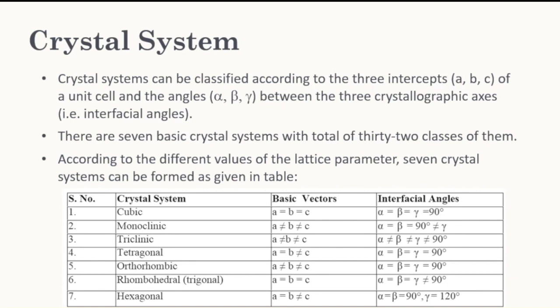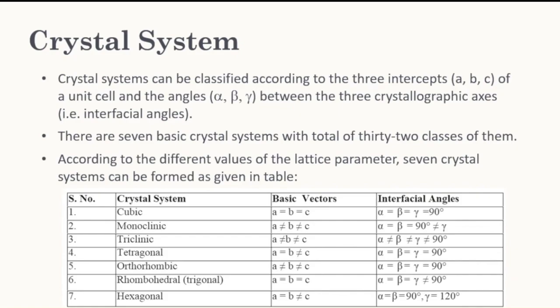The second crystal system is monoclinic, where all the intercepts are different and the angles alpha and beta are equal to 90 degrees while gamma can have any value. Third is triclinic, where again the intercepts have different values and the interfacial angles also have different values, and one condition is that the angles should not be 90 degrees. More are tetragonal, orthorhombic, rhombohedral, and hexagonal, depending on the different conditions of these lattice parameters.